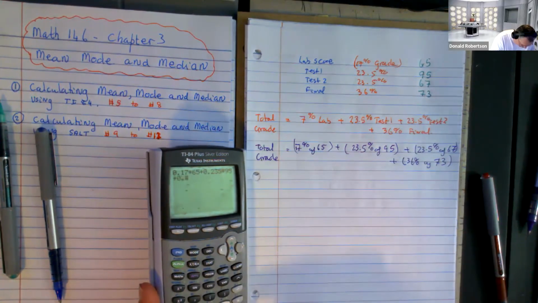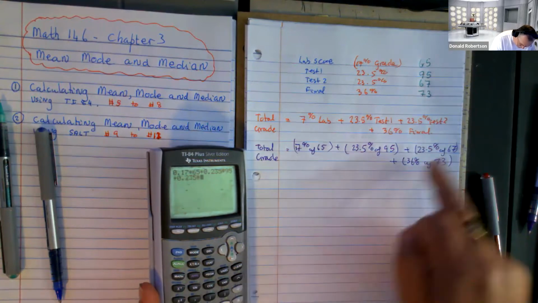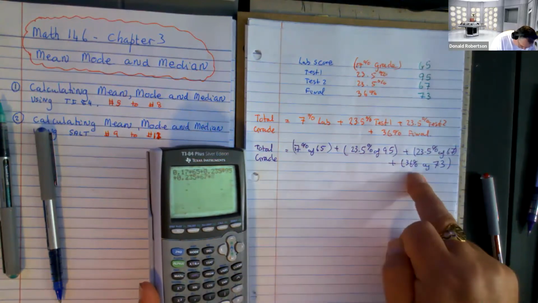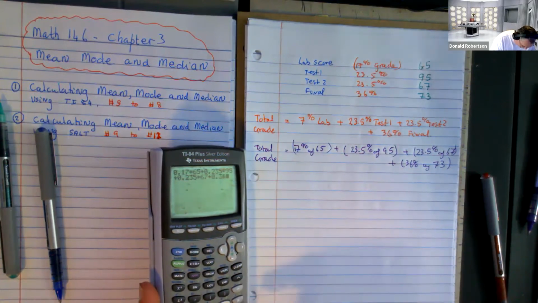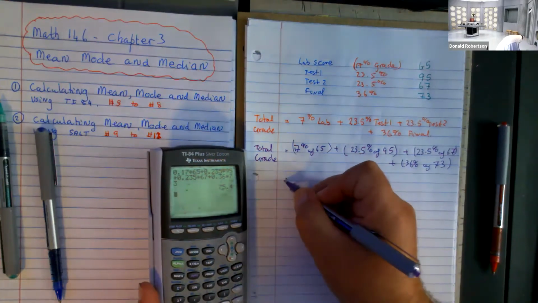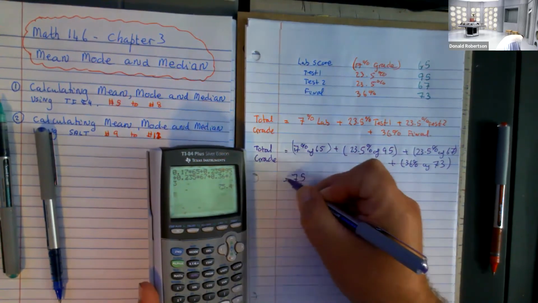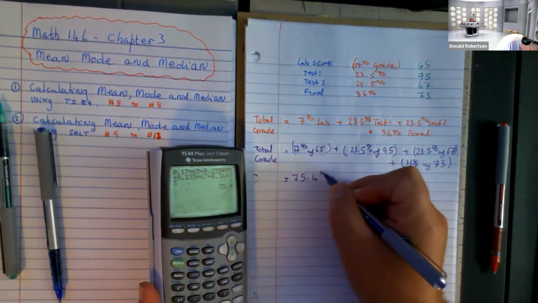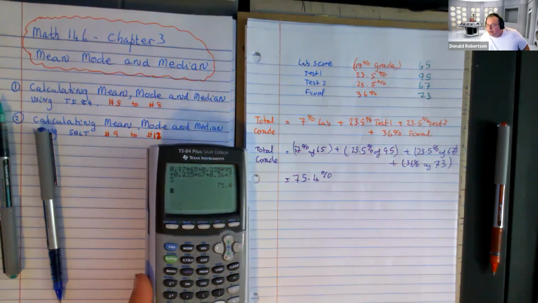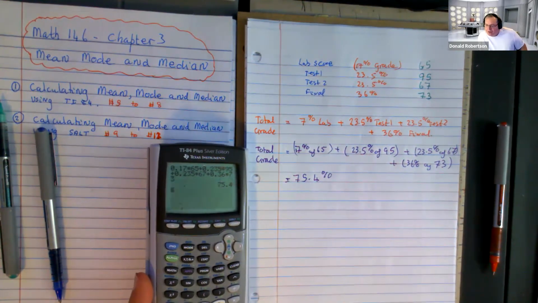23.5 is 0.235 times 67. And then add 0.36 times 73. And this person got 75.4%, right? We call them weighted averages if you want to know what their name is. So this person would pass.